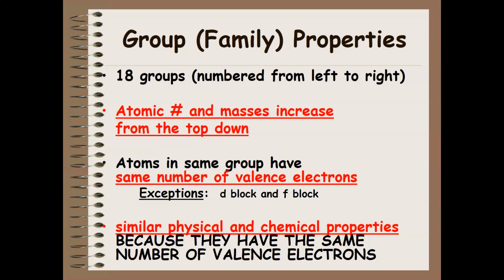When we start learning to draw molecules and learning to draw single bonds and double bonds and triple bonds, we will only be drawing the valence electrons. They're the only ones we're going to care about. So it becomes fairly important.